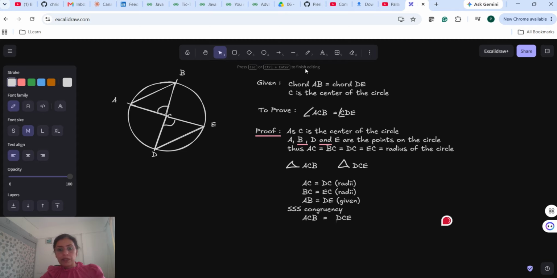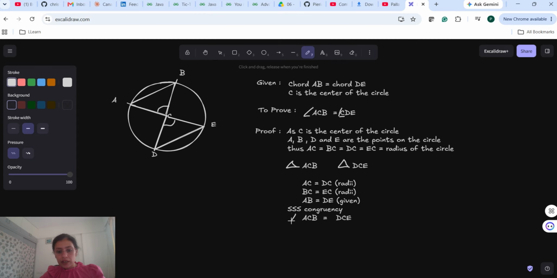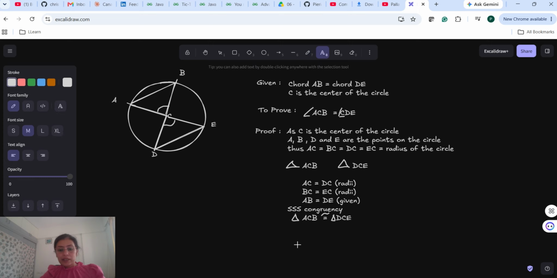Yeah, I'll leave some space here so that I can make this triangle. These two triangles are congruent. Okay. So if these two triangles are congruent, then what will this mean? The corresponding angles will be equal, right? Corresponding angles will be equal.